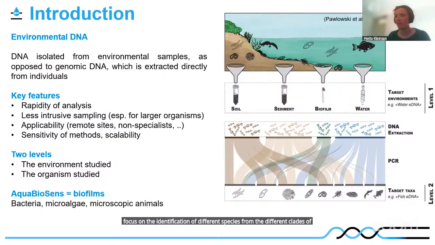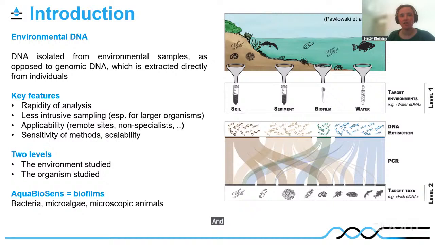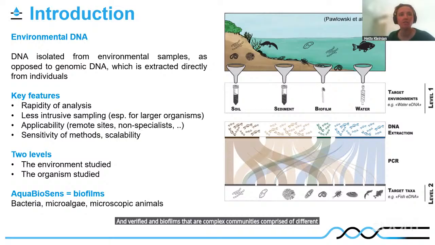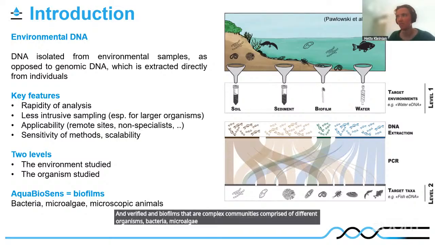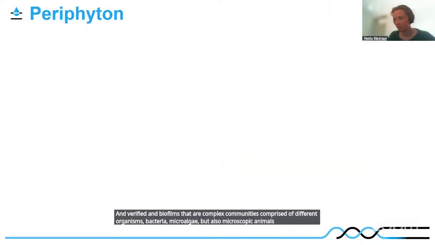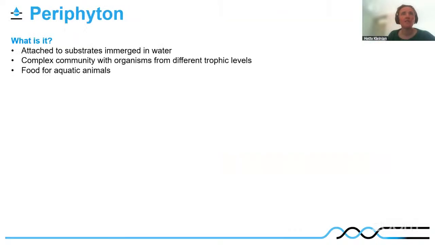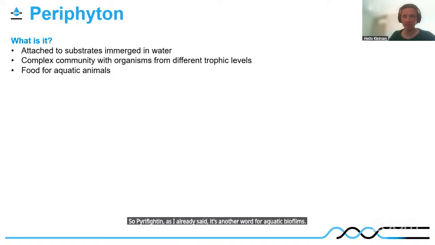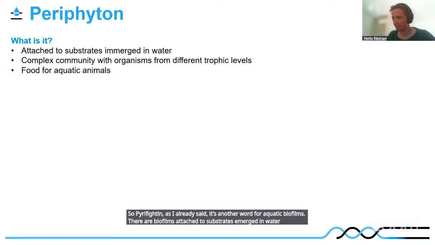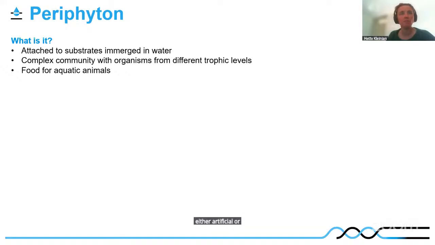the tree of life. In the Aqua Biosense project, as I said, we focus on biofilms and periphyton biofilms that are complex communities comprised of different organisms, bacteria, microalgae, but also microscopic animals. So periphyton, as I already said, is another word for aquatic biofilms. They are biofilms attached to substrates immersed in water, either artificial or natural substrates.